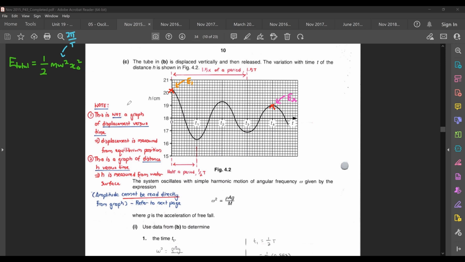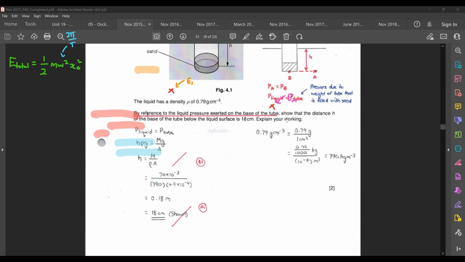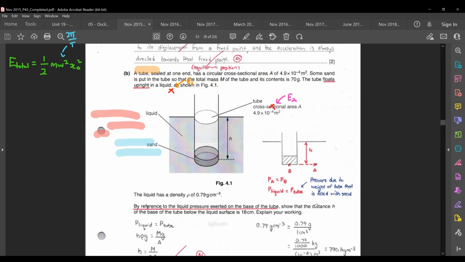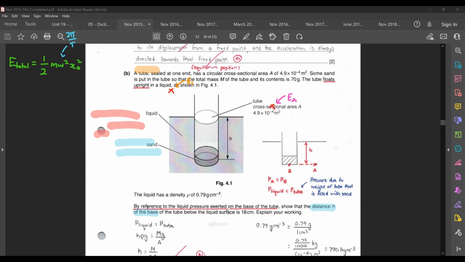The first thing to note is that your current graph is not a graph of displacement versus time. Okay, displacement in your current chapter is measured as distance from equilibrium position. But the graph that you have right now in your question is something called distance h. Okay, now look at the previous page. What is actually distance h in the first place? Distance h is not measured from equilibrium position. This was your distance h of the base of the tube below the liquid surface.